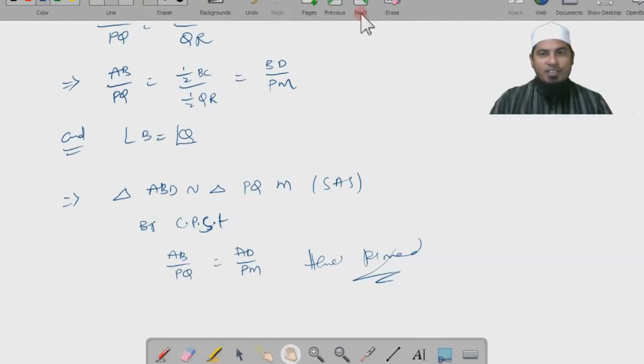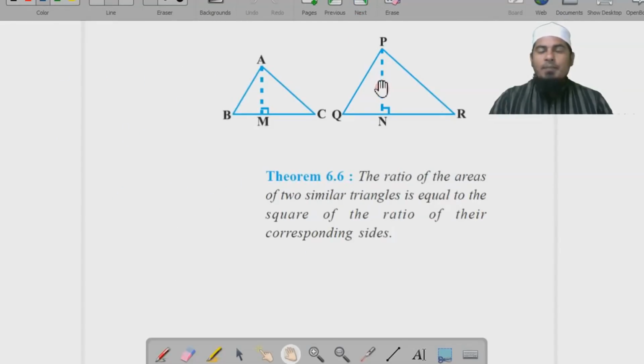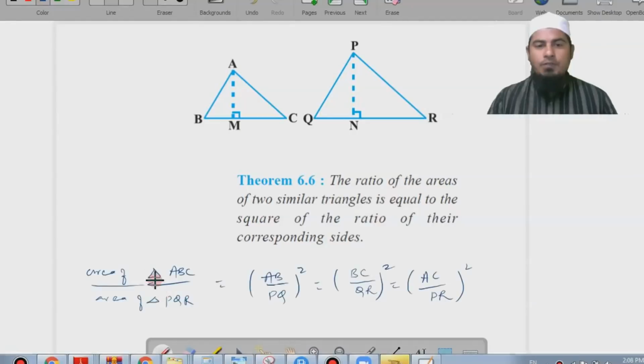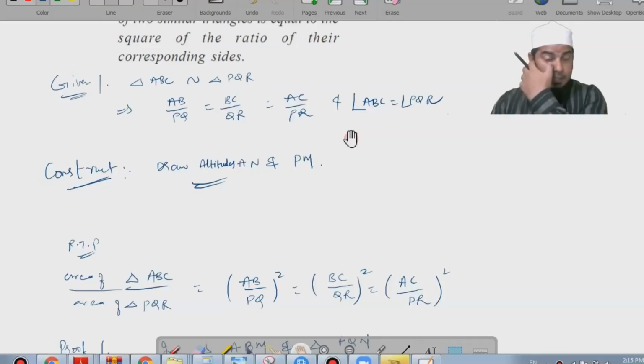Let us take the next question. Here we complete our exercise and now we have a new theorem in front of us. Let us discuss that in our coming classes, the next video lessons. Thank you very much. According to the statement, the ratio of the areas of two similar triangles is equal to the square of the ratio of their corresponding sides. We need to prove this statement. Let us discuss the proof of this.